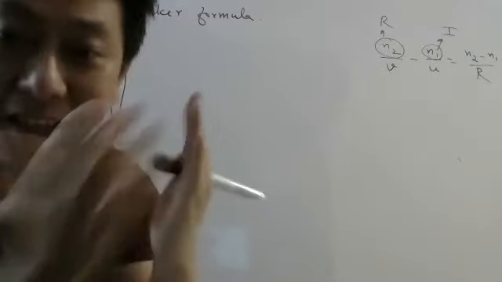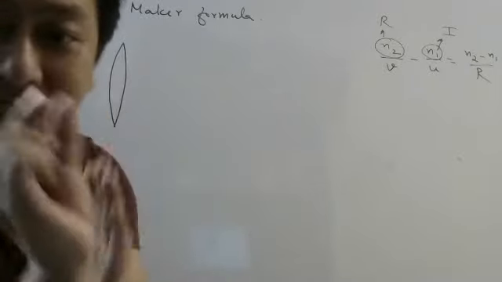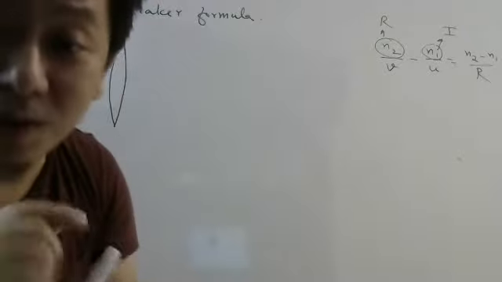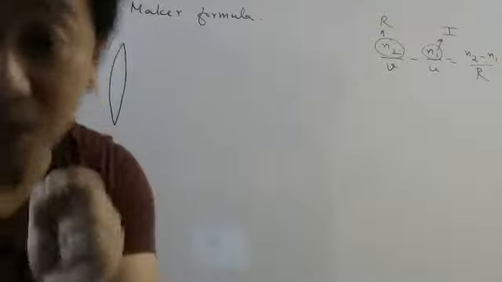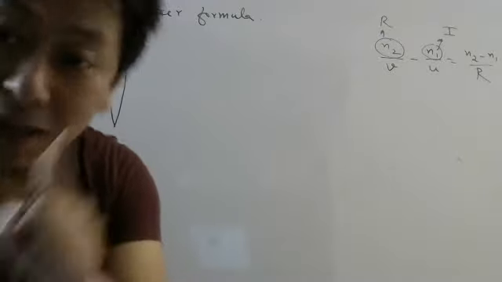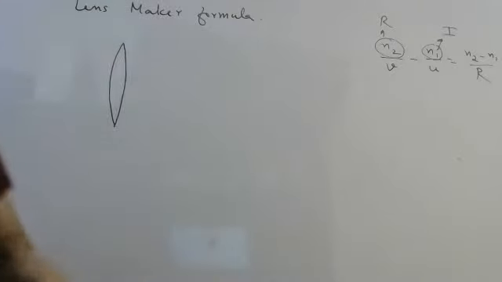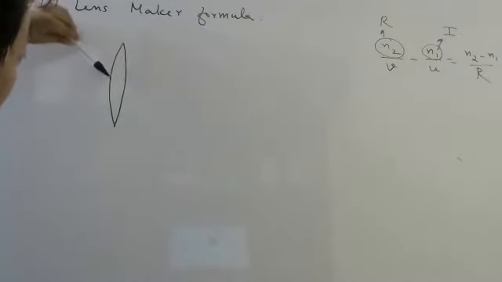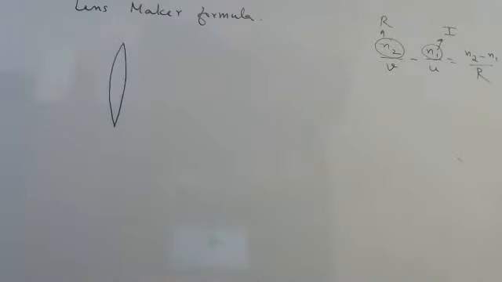If it is very thin, it doesn't matter whether you measure from here or from here, because the lens is very thin. Instead, we measure from the center, and that center is called the optic center. The definition of optic center is very, very important for your board exam. So optic center is that point inside the lens where if a ray of light is directed, it will pass undeviated. Remember that definition.